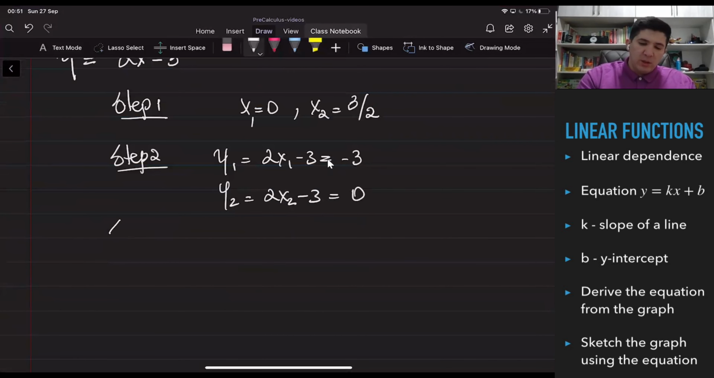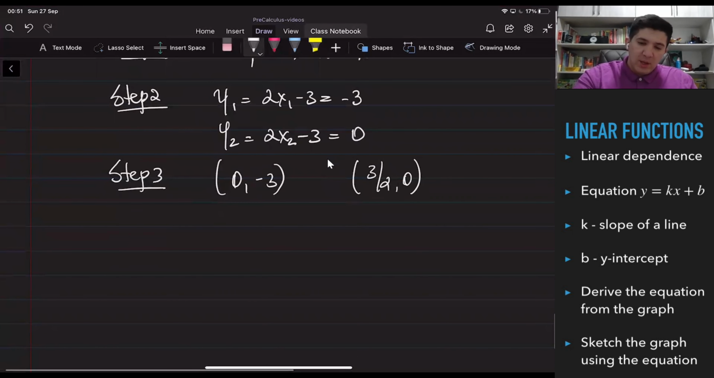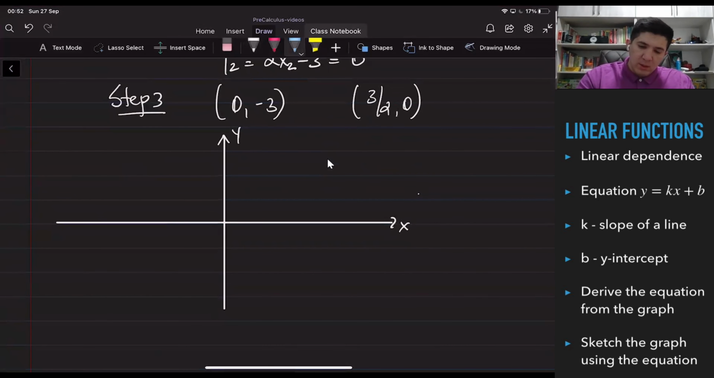So I've got the 2 points. Step number 3: x1 and y1 is going to be 0 and minus 3, and x2 and y2 is going to be 3 over 2 and 0. I'm going to put these 2 points on the coordinate system and just connect them. This is the last step, which is more or less straightforward. So on the y and x axes, I'm going to draw the first point, which is 0 and minus 3.